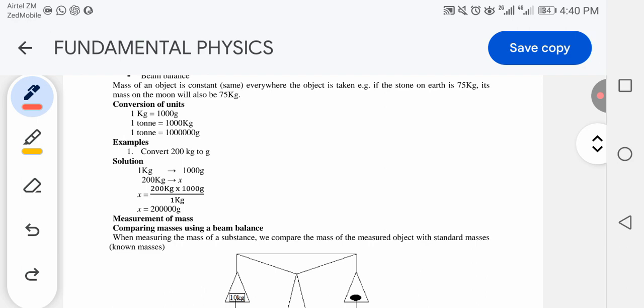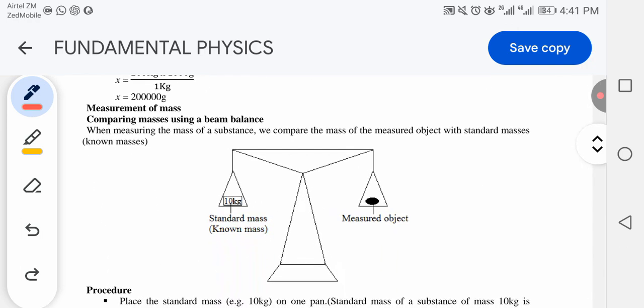An example here: convert 1200 kg to grams. Of course, we know that 1 kg is equal to 1000 grams. So what of 1200 kg? Just cross multiply there, then you shall find your answer.